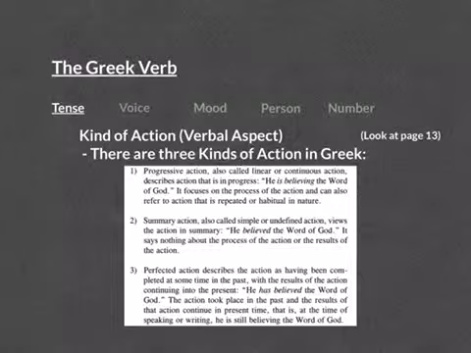The best way to understand this, if you were to put this on a timeline, it would just be like a line, just continuing on. If I say I am walking or I walk, in Greek it's basically just that's what I'm doing in the present.